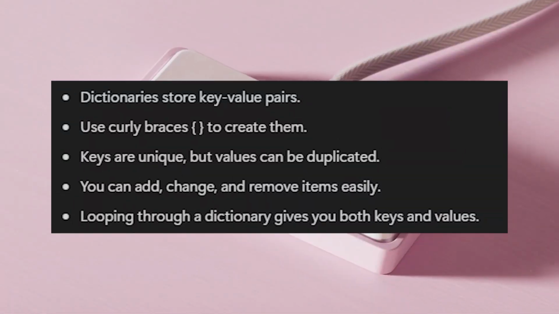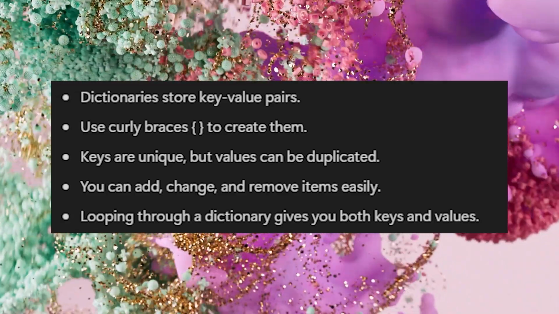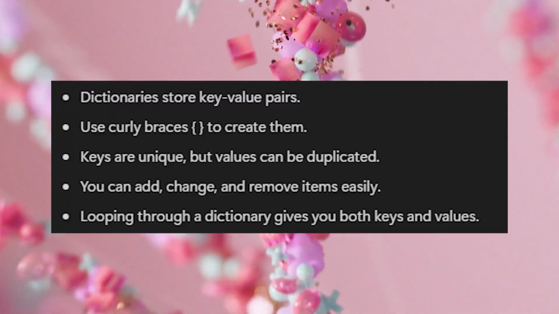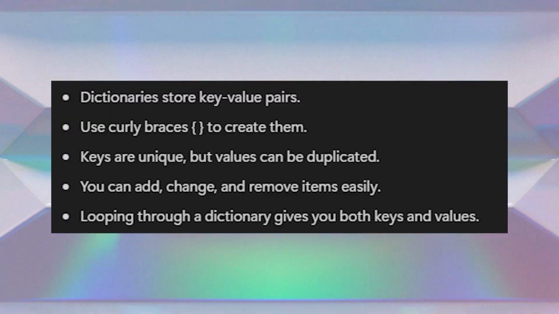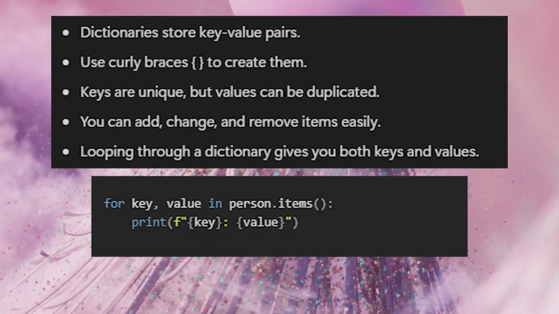Recap. Dictionaries store key-value pairs. Use curly braces to create them. Keys are unique, but values can be duplicated. You can add, change, and remove items easily. Looping through a dictionary gives you both keys and values.